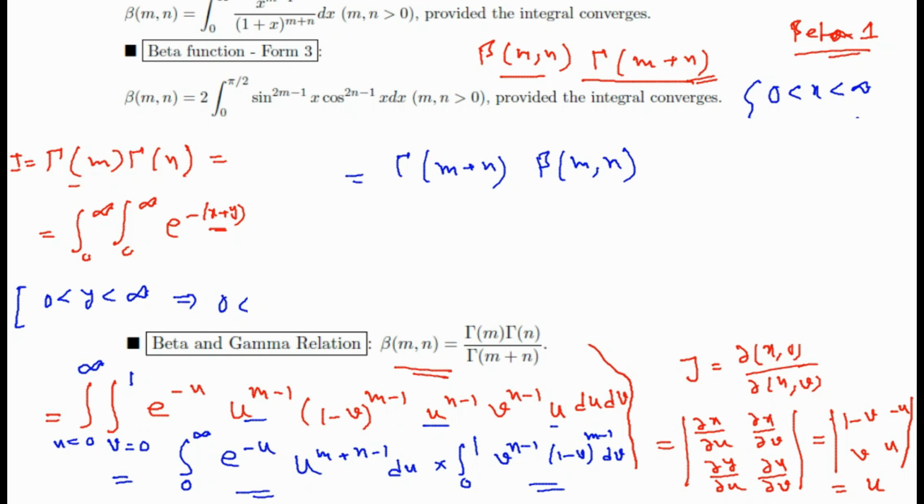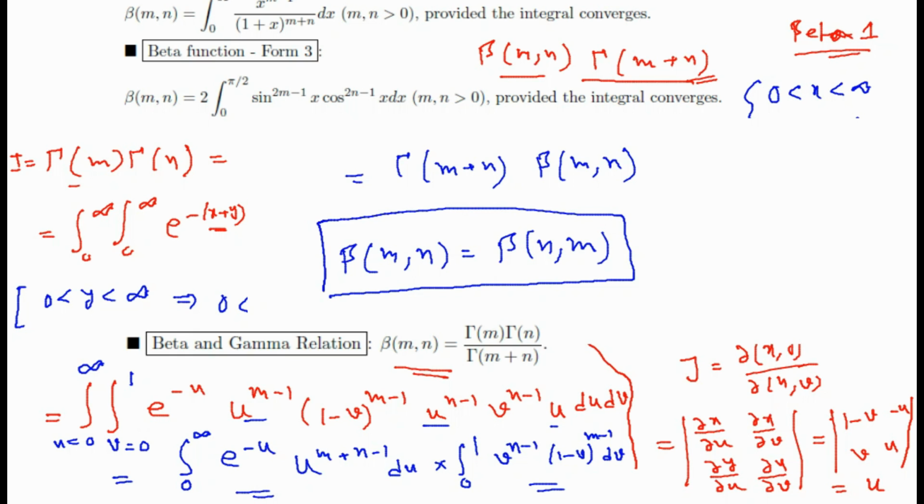One more thing is that you can write beta(m,n) equal to beta(n,m). You can easily prove that one. This is a very easy proof.